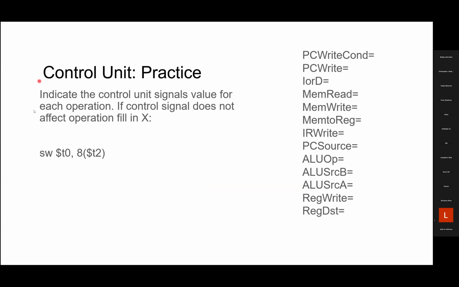All right, so control unit practice. Indicate the control unit signal values for this one operation. If a control signal does not affect the operation, you can write X on it. So this one is a bit long, maybe 3 to 4 minutes. I'll give you time to write down the SW operation, and then I'll move my screen to the data path diagram.